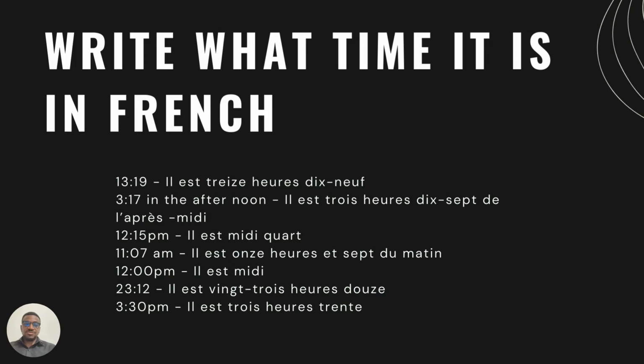317 in the afternoon. Il est 3h17 de l'après-midi. That is 3:17 in the afternoon. Remember, du matin is the morning, de l'après-midi, afternoon, du soir, evening.